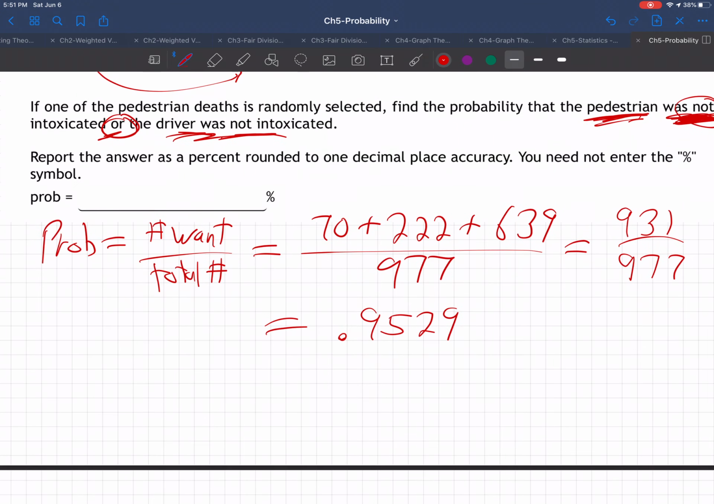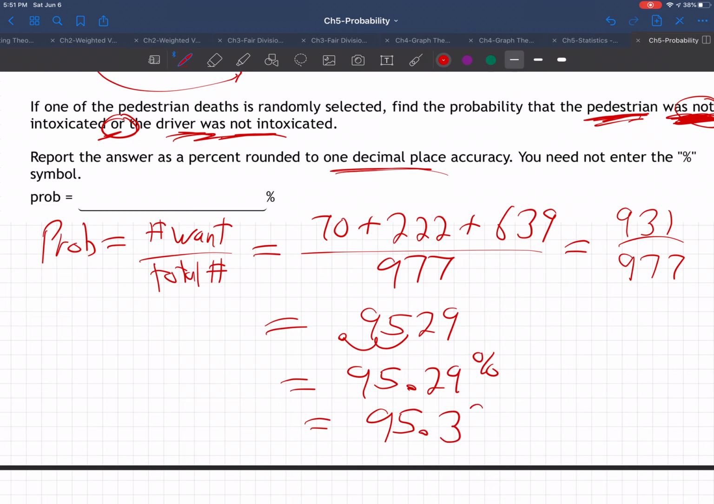Then if you divide that on your calculator, I'm getting 0.9529, and we're supposed to move the decimal twice to change it to a percentage. 95.29%. They want one decimal place. So 95.3%. So that's our answer.